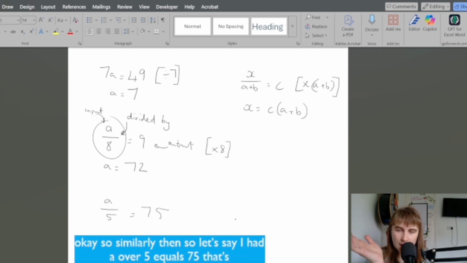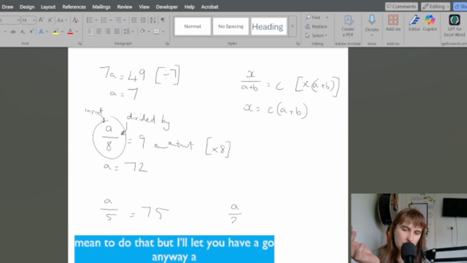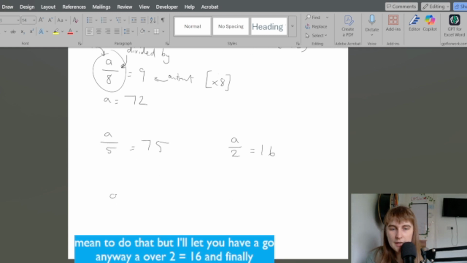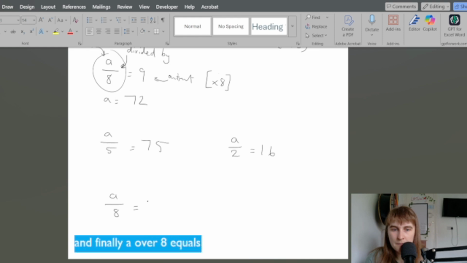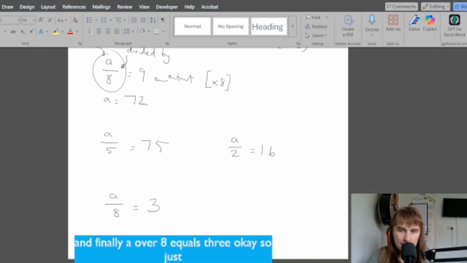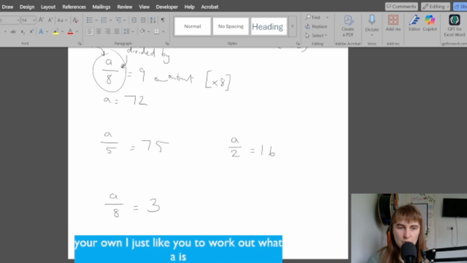That's an interesting one. Didn't quite mean to do that, but I'll let you have a go anyway. A over 2 equals 16. And finally, a over 8 equals 3. Okay, so just a minute now again on your own. I'd just like you to work out what a is in those 3 cases.